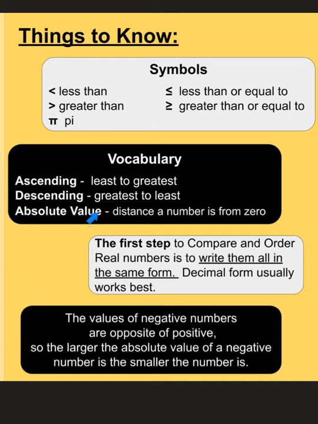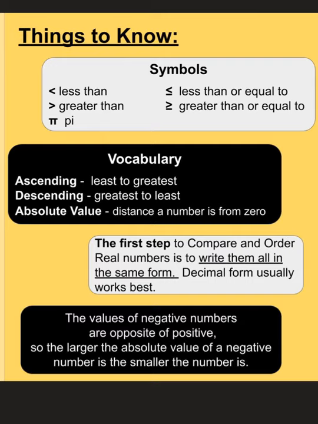Absolute value, you'll see that word every now and again. The absolute value is the distance a number is from zero. And if you think of distance, distance is always a positive value. Just like if you say, oh, how far is it from my house to school? You never say it's negative 5 miles away. That would be kind of strange. So you would say it's 5 miles away. So absolute value is a positive, the distance a number is from zero.